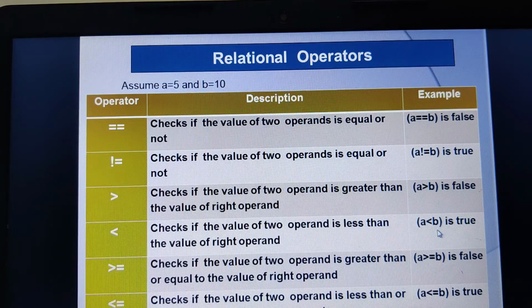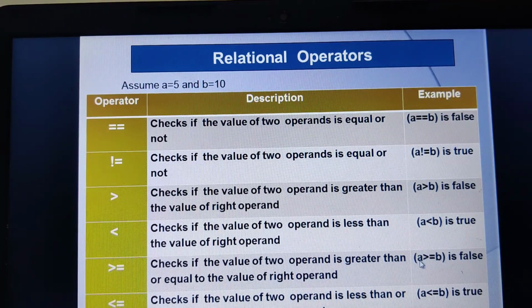Yes, the condition is true. So we got the answer here as true. Then what we are checking now is greater than or equal to. This checks if the value of the left operand is greater than or equal to the value of the right operand.